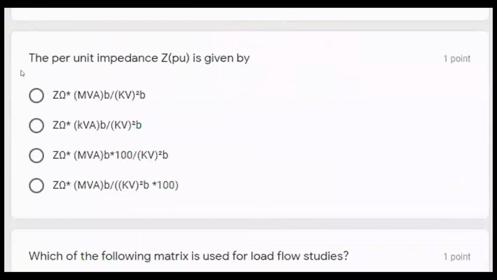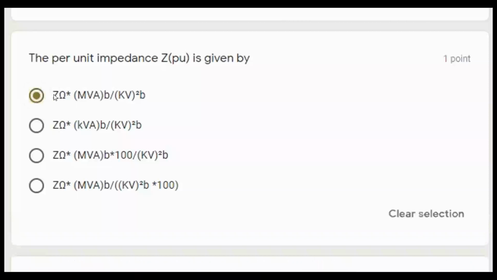Then sixth question: the per unit impedance is given by the actual impedance divided by the base impedance. The base impedance formula is KVB squared divided by MVAB. Substituting KVB squared divided by MVAB in the denominator, the MVAB goes to the numerator. So the first one is the correct answer. This is the actual value divided by the base value, where the base value is KVB squared divided by MVAB, and MVAB goes to the numerator.